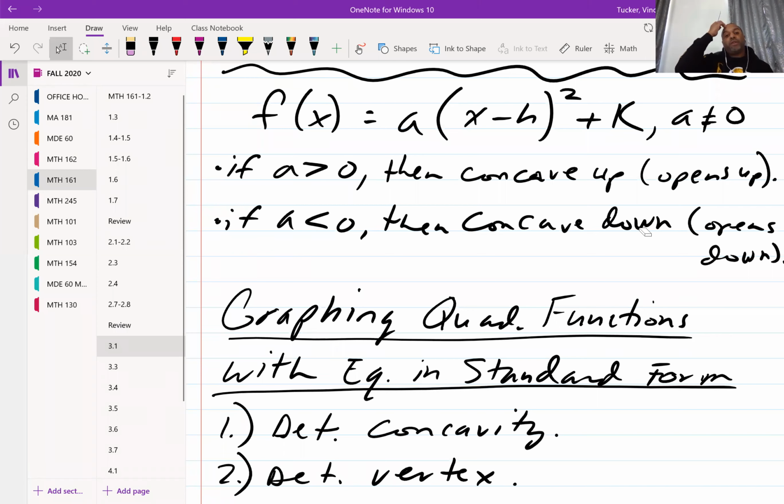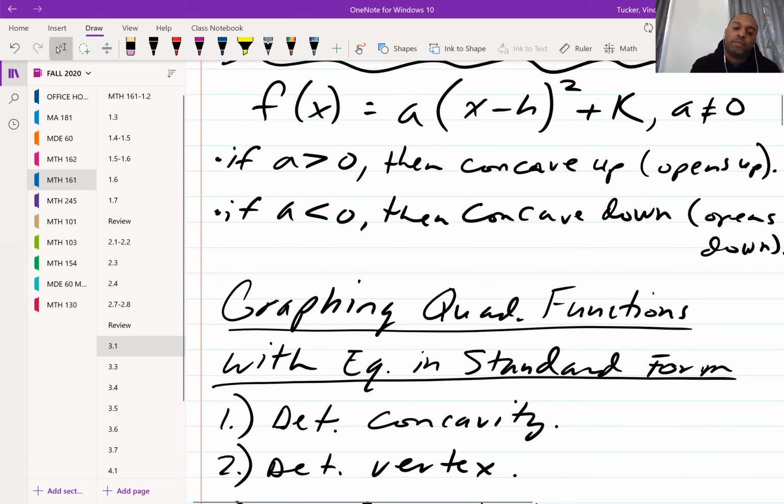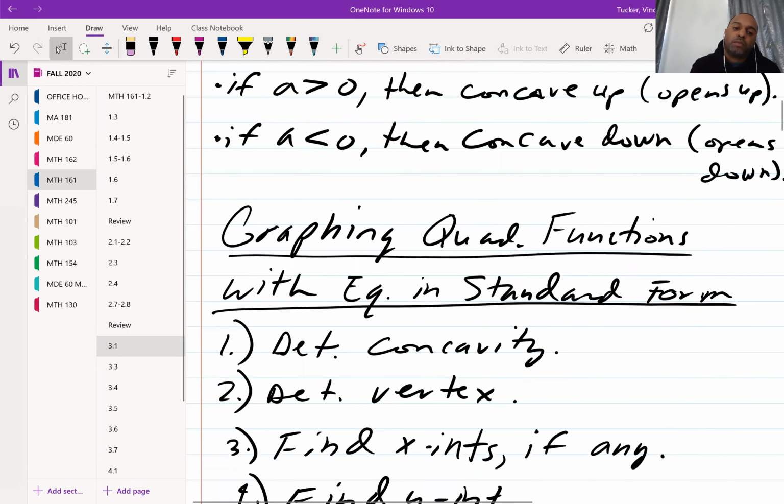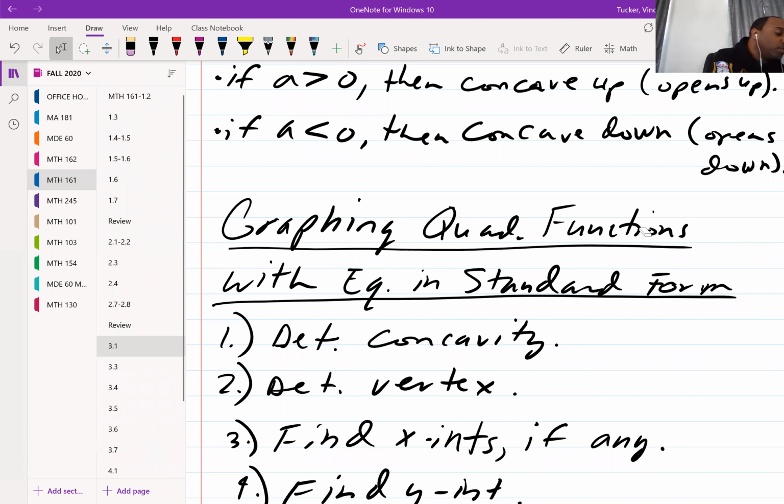So graphing quadratic functions with your equation in standard form. A couple things you can do to help yourself create a rough sketch of your parabola. The more points and information you have, the more accurate your sketch will be. So first thing you want to determine is concavity. Is a positive or negative?